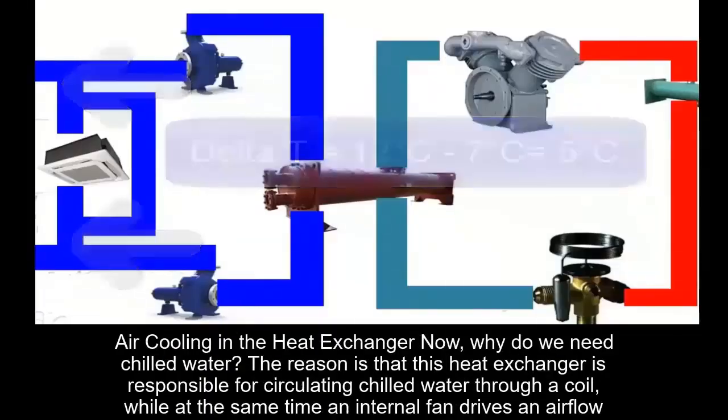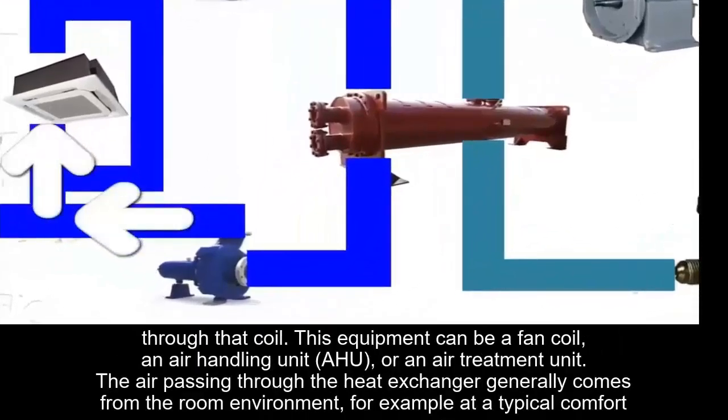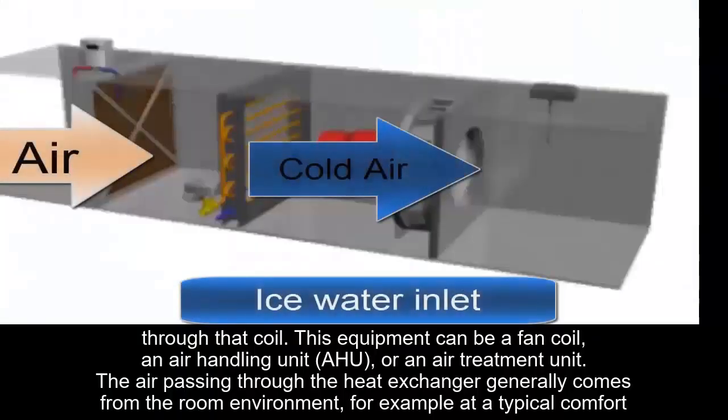Air cooling in the heat exchanger. Now, why do we need chilled water? The reason is that this heat exchanger is responsible for circulating chilled water through a coil, while at the same time an internal fan drives an airflow through that coil. This equipment can be a fan coil, an air handling unit, or AHU, or an air treatment unit, or ATU.